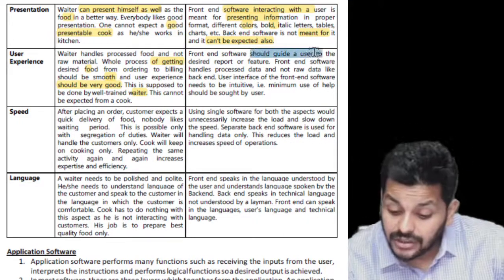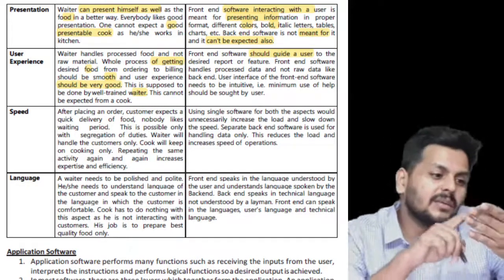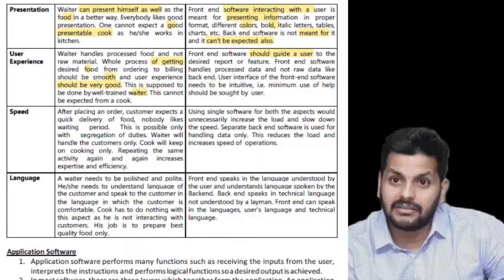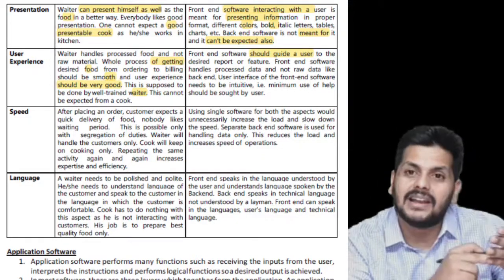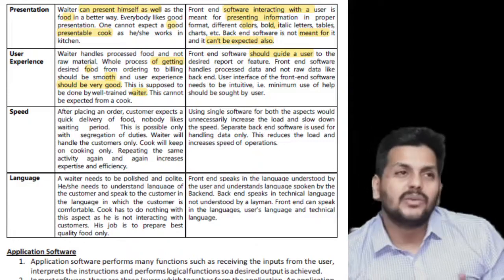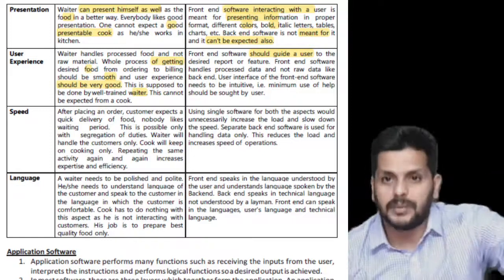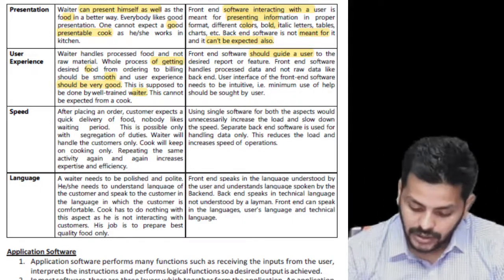Front end software should guide a user to pick up a desired report. Now I'm searching: where is the report tab? Where is the report? Click on the report tab, then click on balance sheet. I'm not finding the report tab at all. There the user will be like, oh no, this software is stupid, we will buy another. So a smooth experience should be there. That's what we are trying to bring up here.